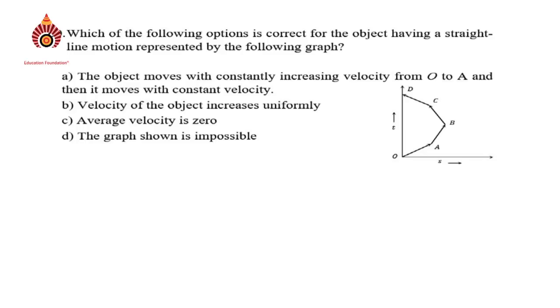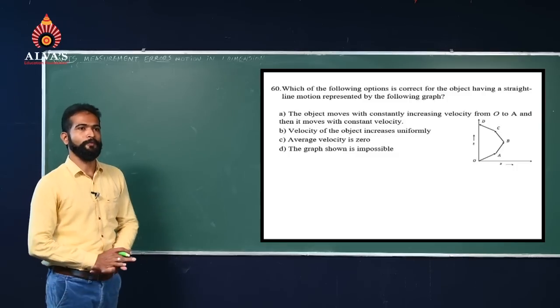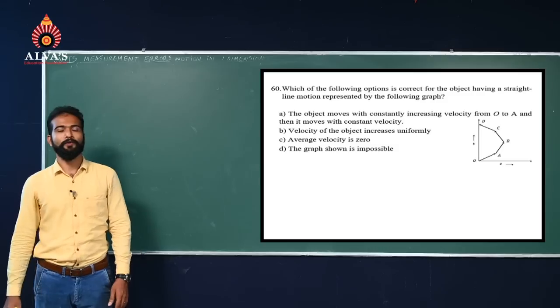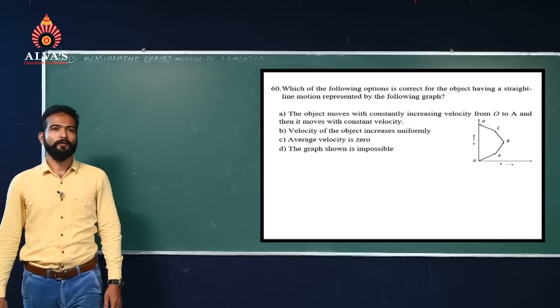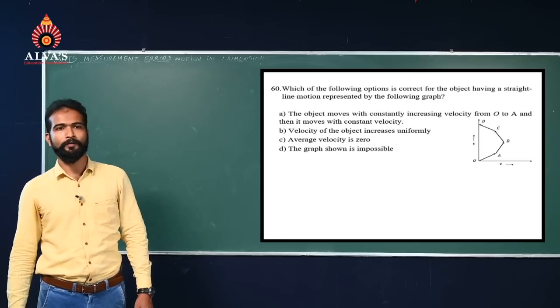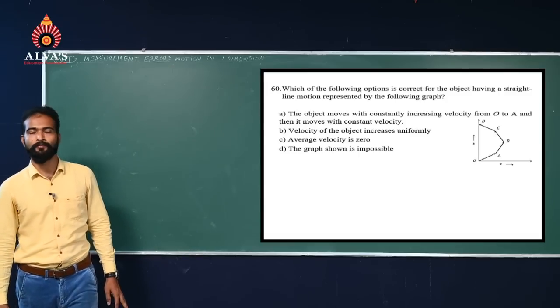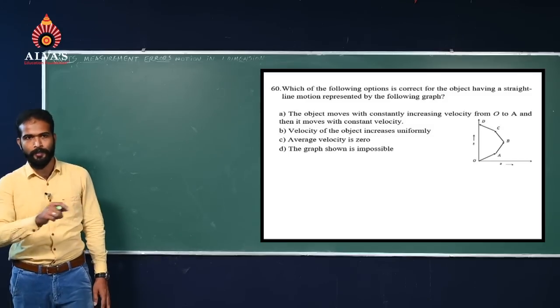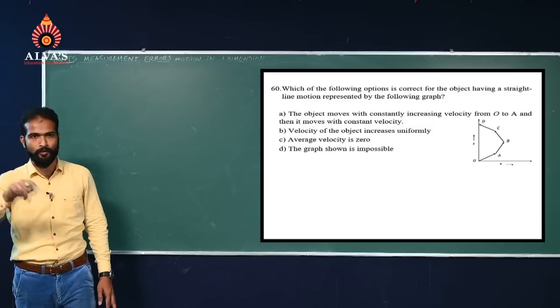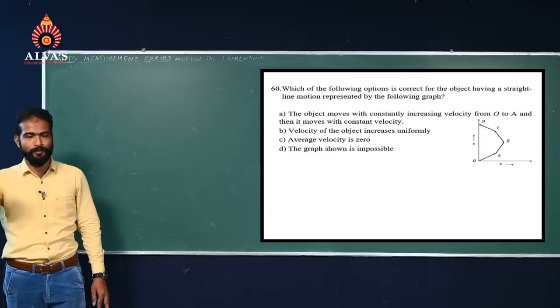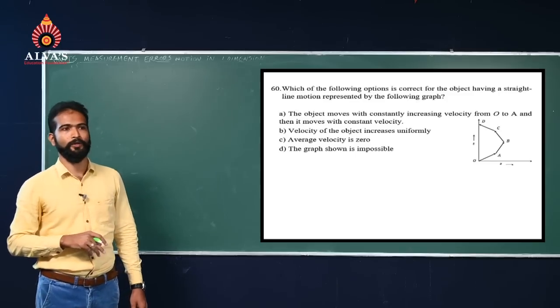Next, question 60. Which of the following options is correct for the object having straight line motion represented by the following graph? The option A says the object moves with constant increasing velocity from O to A, and then it moves with constant velocity. That will be wrong. That is not possible in this graph. Look at the second option. It says velocity of the object increases uniformly. It is not going to increase uniformly because the entire graph has so many straight lines and there is no continuous breaks. They are continuous joining straight lines. So there is no smooth change from one transition to another transition. So the second option is also wrong.